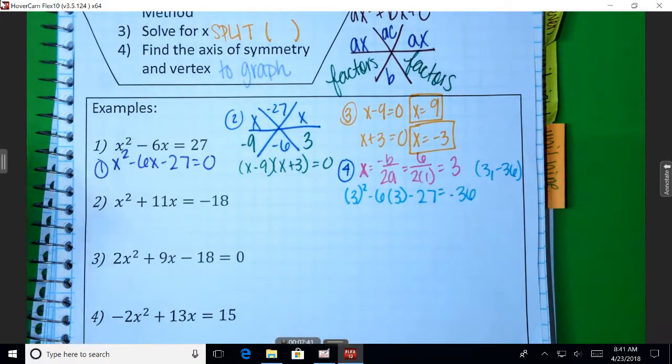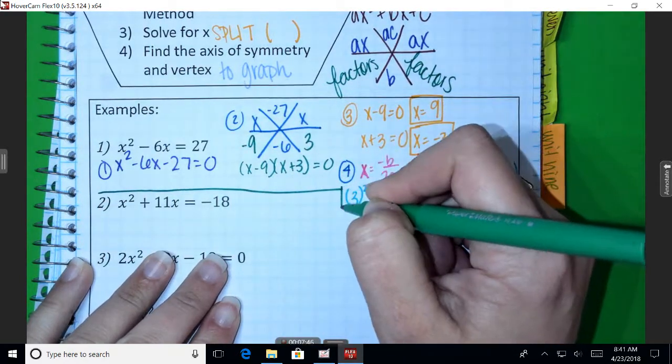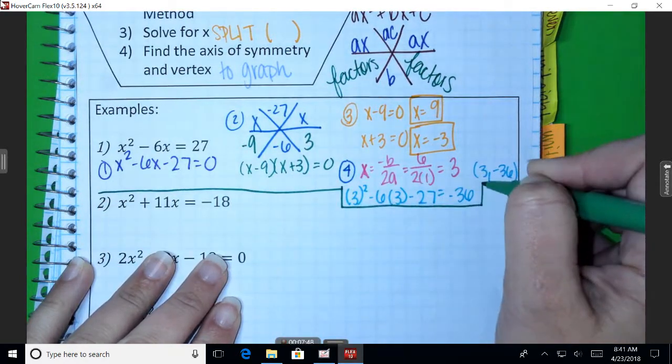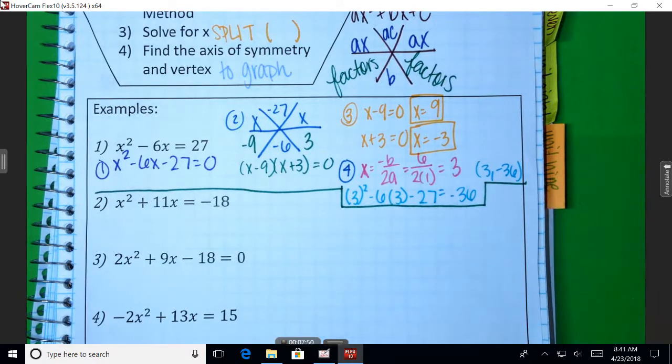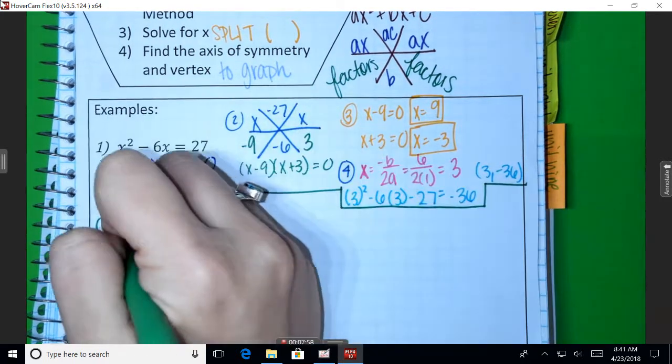Maybe we can graph this one. It shouldn't be too giant. We shall see. All right, what's the first thing that we need to do? Okay, so we're going to add 18 this time. And why would we add 18? Good.